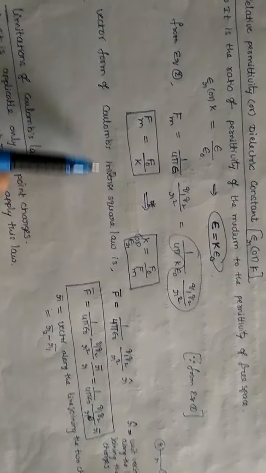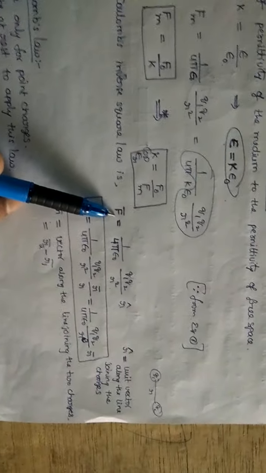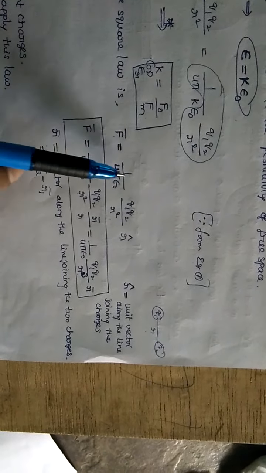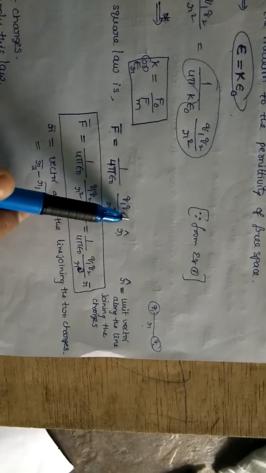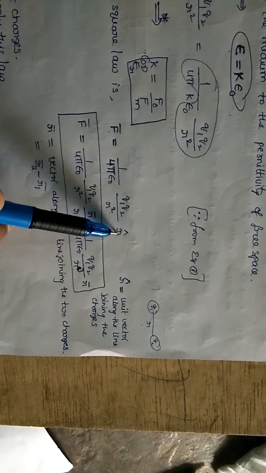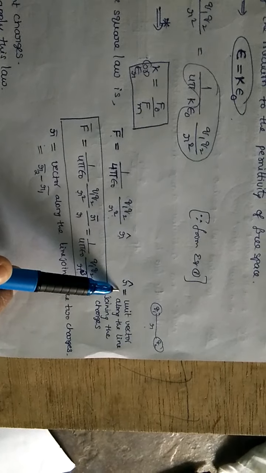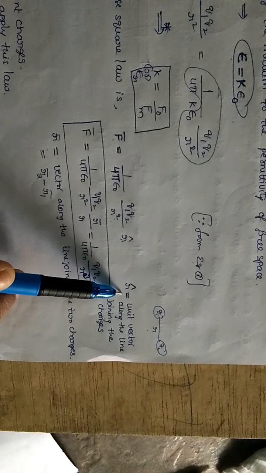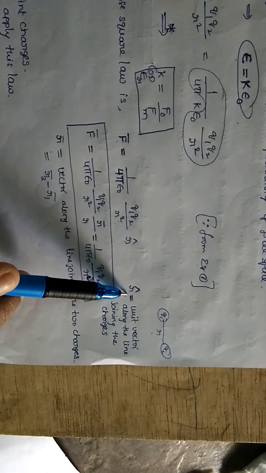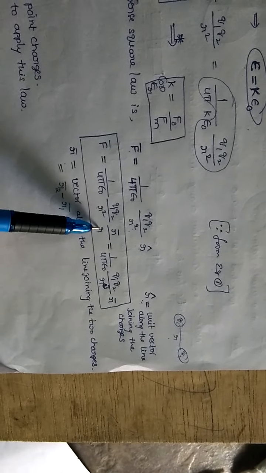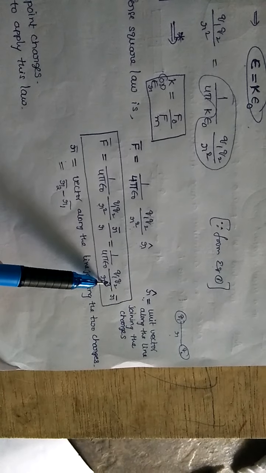Now the vector form of Coulomb's inverse square law. For numericals it is useful, remember: F bar, force is a vector. For two charges q1 q2 at distance r, F bar is equal to 1 by 4 pi epsilon naught q1 q2 by r square into r cap, where r cap is the unit vector along the line joining the two charges. We know very well r cap is the unit vector formula which you studied in 11th class: r cap equals r bar by modulus of r bar, that is r bar by r. Substituting this r cap value, r into r square gives r cube.